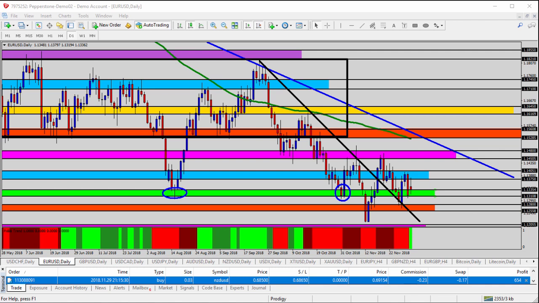Today we're looking at the EURUSD, the euro versus the US dollar, for today's trade analysis. We're looking here at the daily time frame. A couple of interesting things to talk about. Let me zoom out one time.